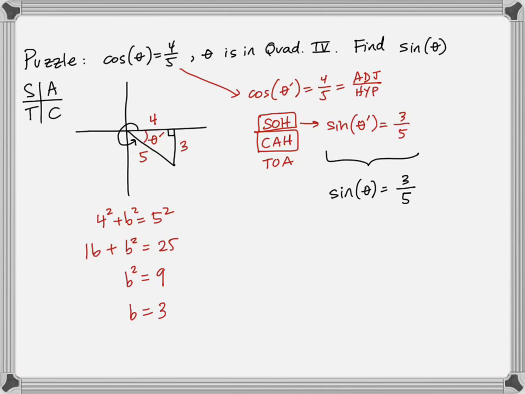But my answer might be negative. I need to go back and check my mnemonic device over here, my ASTC. I'm down in the 4th quadrant where cosine is positive. That means that sine of theta must be negative. So I'm going to put a negative sign on my answer. Sine of theta is negative 3/5.